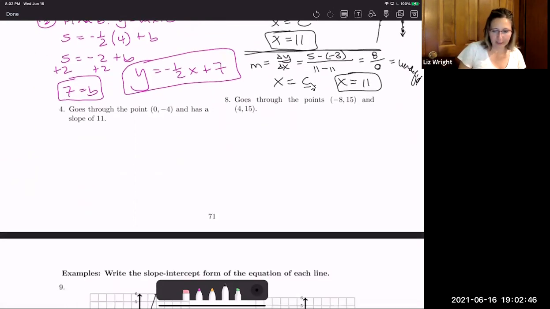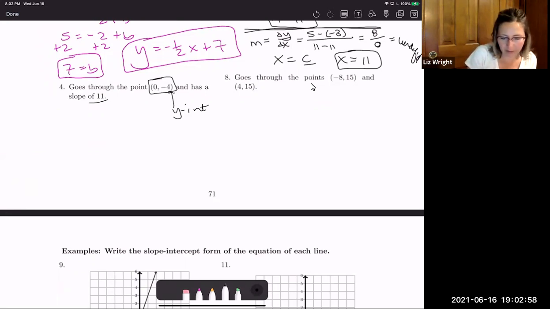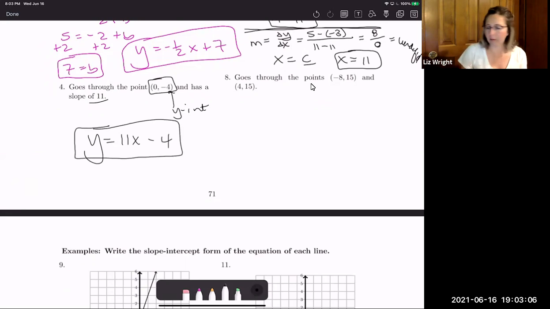Okay, let's check number 4. Number 4 says it goes through the point 0, negative 4. That looks like a y-intercept to me. It starts with a 0, and it has a slope of 11. Awesome, this one gives it to us. y equals my slope of 11, and then my y-intercept of negative 4. Perfect. All right, let's look at the next one.